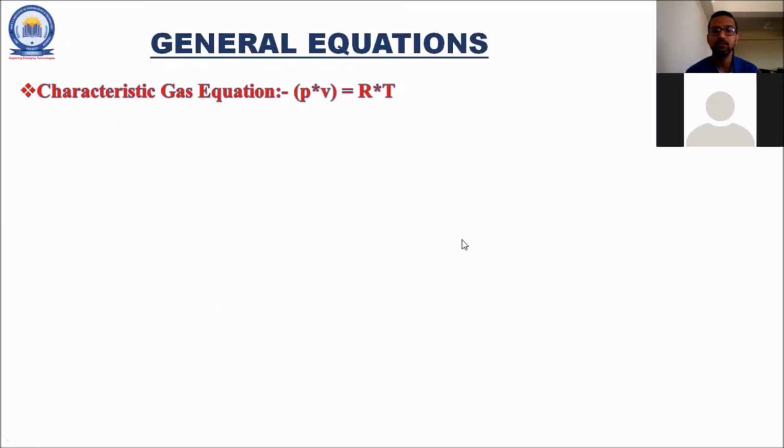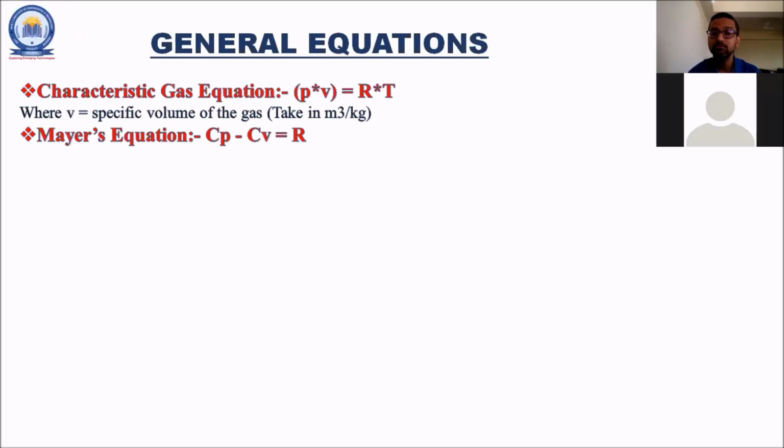Also, we have studied the characteristic gas equation, that is PV is equal to RT. But in this equation, we have considered volume, that is the specific volume. And we know that specific volume is equal to total volume divided by mass. So the unit of specific volume will be meter cube per kg, total volume divided by mass.